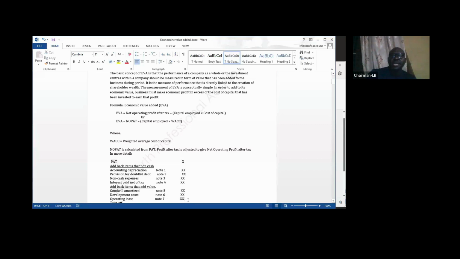It shouldn't be years. It creates confusion. In the ICAN study pack, it was placed there, but it shouldn't be there. Operating lease shouldn't be there.